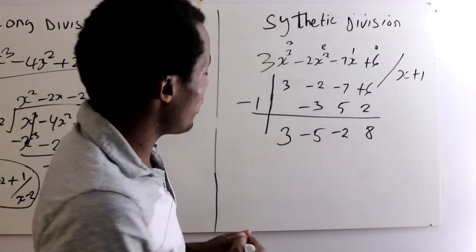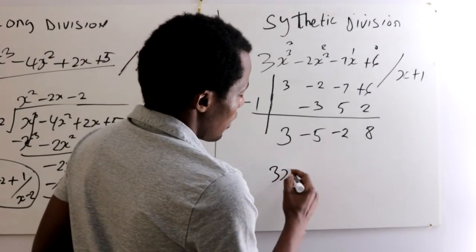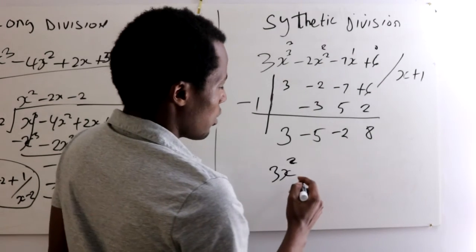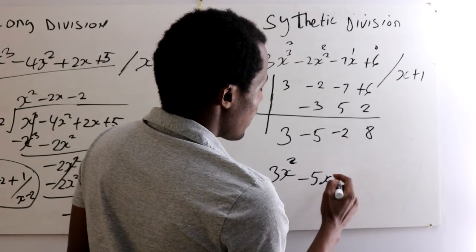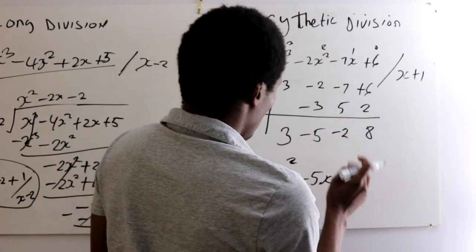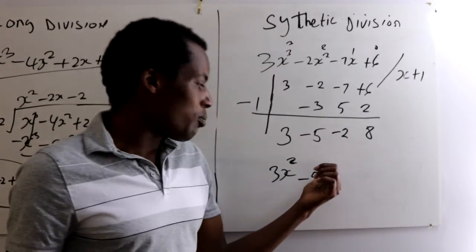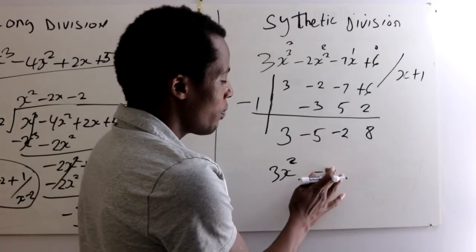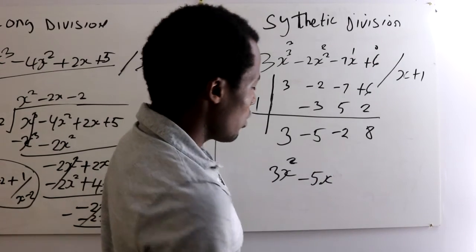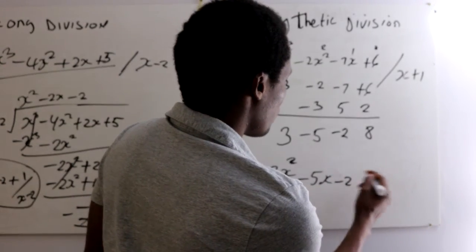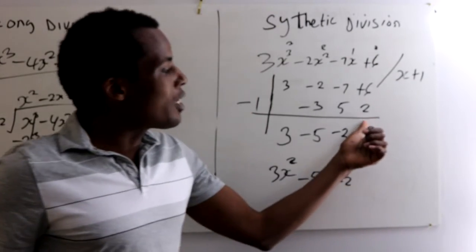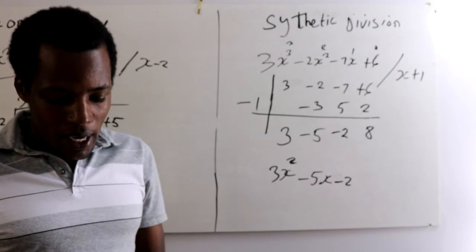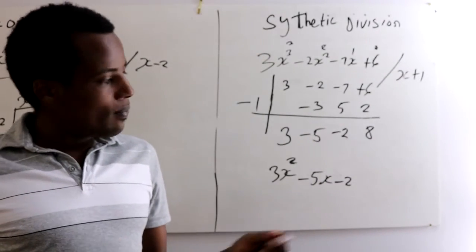So our answer will be 3x squared. Remember, we had a power of 3. Minus 5x. Remember, it's a power of 1, but of course, we never show the power of 1 over here. We just assume. Minus 2. Remember, this is a remainder. So whenever we have a remainder, it's so easy to solve that one.